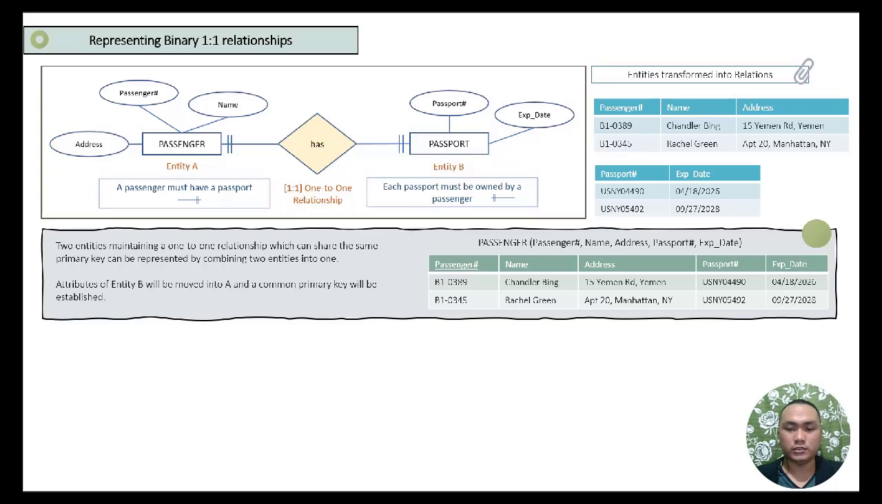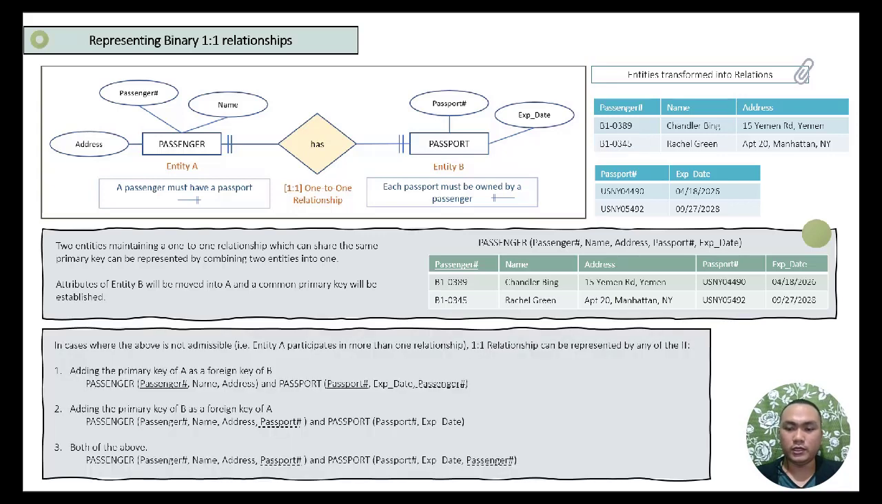There are instances when this would not be admissible, for example, when one of the entities participates in more than one relationship. In those cases, we can represent the relationship either by adding the primary key of A as foreign key of B, adding the primary key of B as foreign key of A, or both of the above.